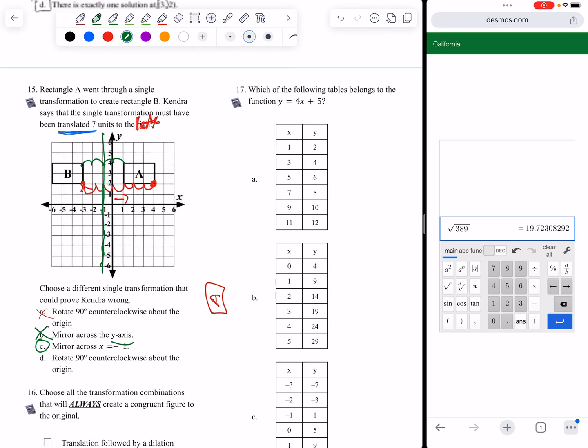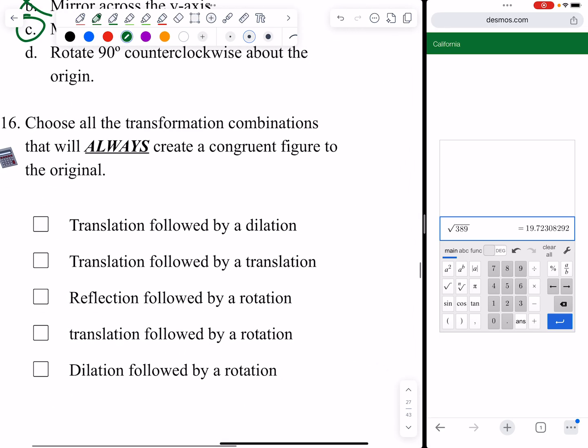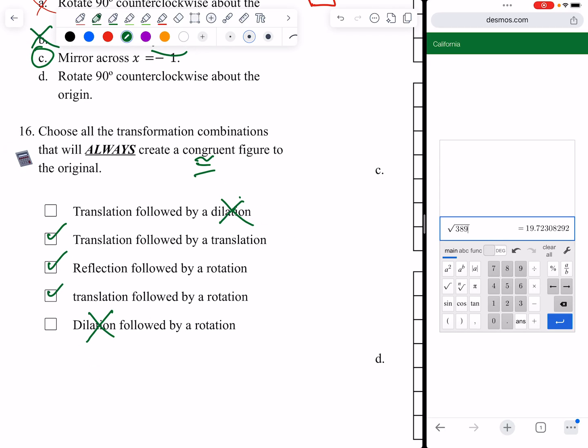Okay. All right. Choose all the transformation combinations that will always create a congruent, that means it's exactly the same, figure to the original. So translation followed by dilation, no. Translation, rotation, yes. Reflection, rotation, yes. Translation, rotation, yes. Dilation, no. So which ones am I Xing out? Dilations. Remember, what you want is rigid transformation. That's your translate, rotate, and reflect.